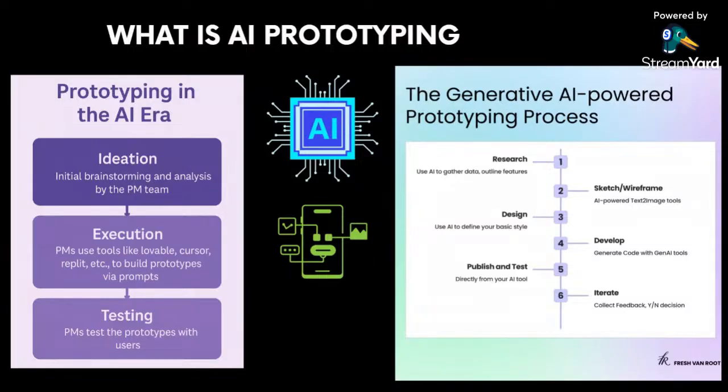Next, develop. You can generate code using the Gen AI tools, publish and test, and iterate. So this is the generative AI powered prototyping process used nowadays normally by all the managers, AI product managers, or any startup enthusiasts. And if you're looking to develop a product, this is the process which you need to be following, which is research, sketch, design, develop, publish, and test, iterate.